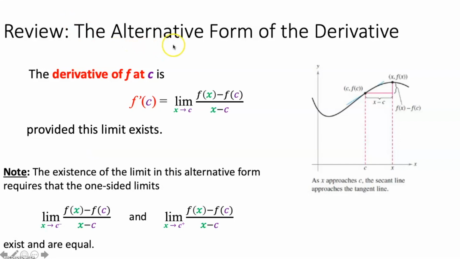Now let's quickly review the alternative form of the derivative. It's just f prime of c is equal to the limit as x approaches c of f of x minus f of c all over x minus c. Again, this gives you the slope of a given function at a particular point. It's the derivative of the function at a particular point. It's the instantaneous rate of change of your function at a particular point. So when you use this form of the derivative, you're going to get a number out, and that number is the slope of your function at that given point.